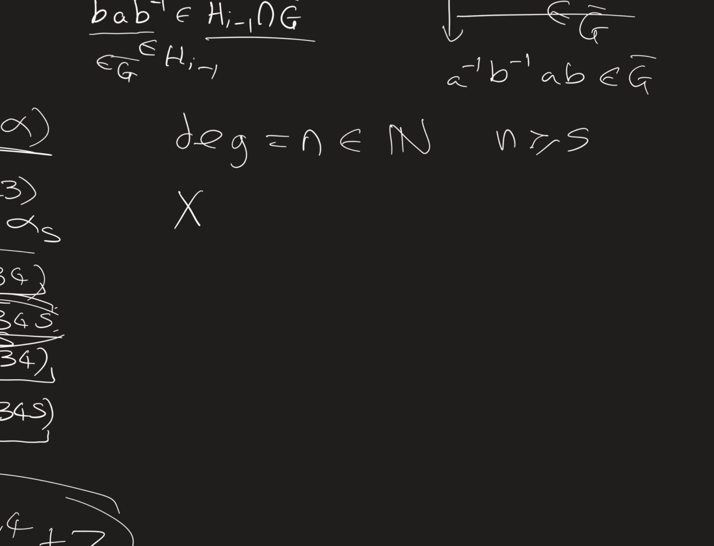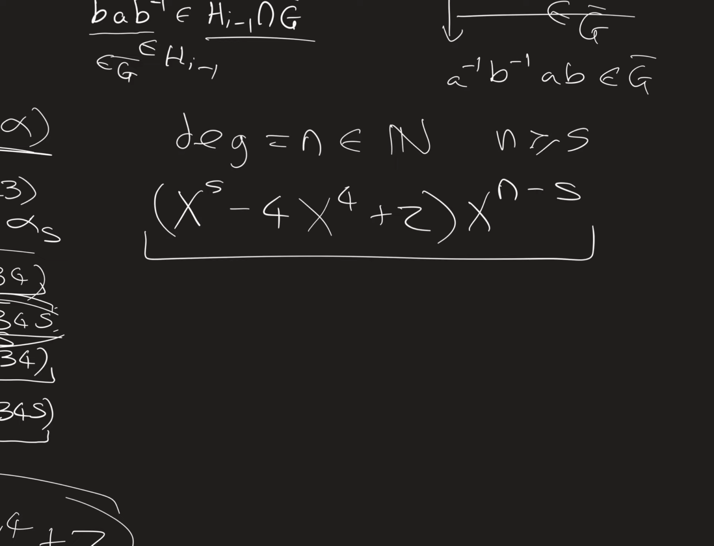So I'm just going to take my polynomial that I've already got, x to the 5 minus 4x to the 4 plus 2. I'm going to multiply it by whatever amount that I still need. So x to the n minus 5. So this polynomial now is a degree n polynomial. What's its splitting field over the rational numbers? What's its Galois group going to be?